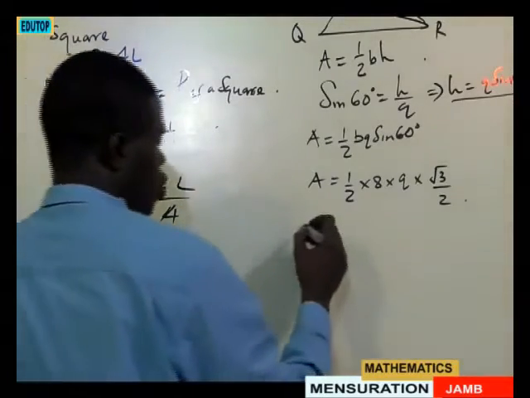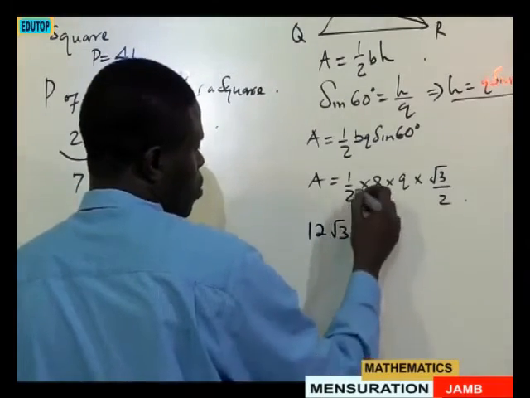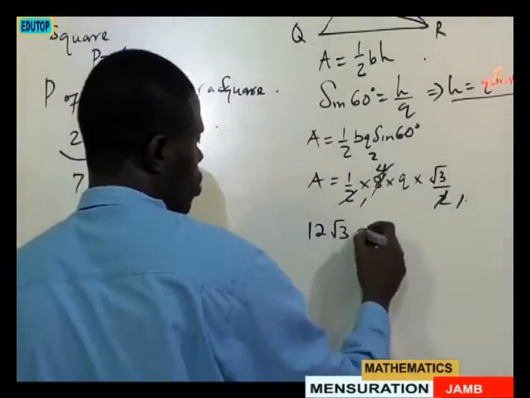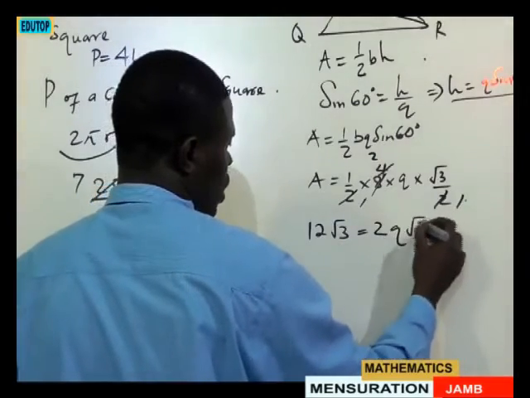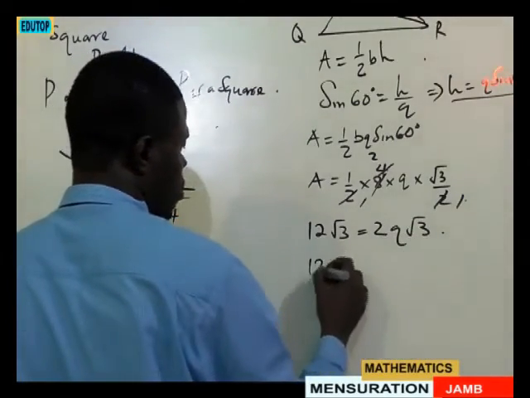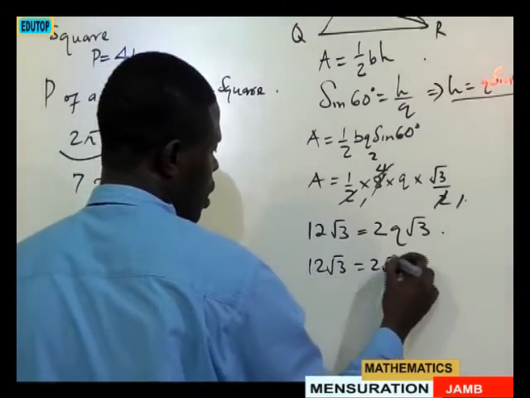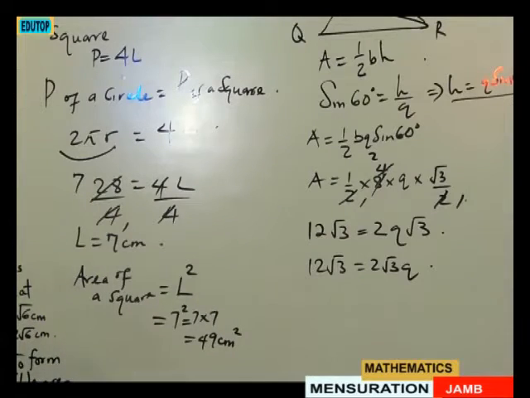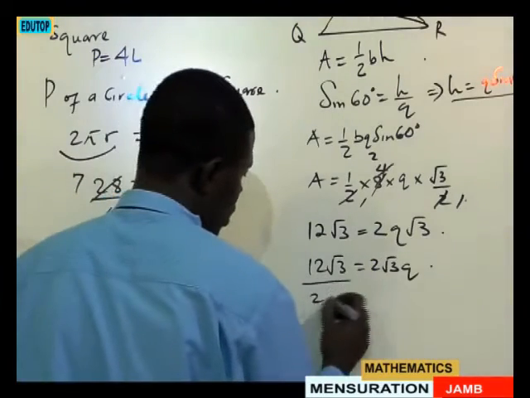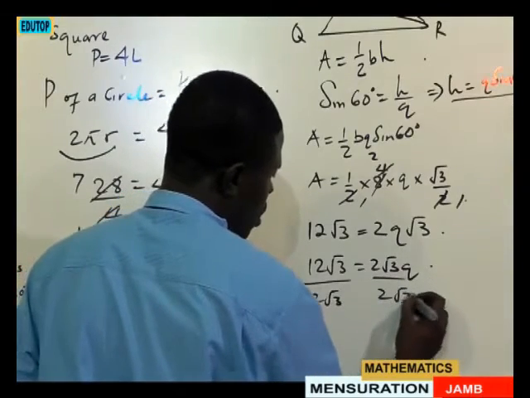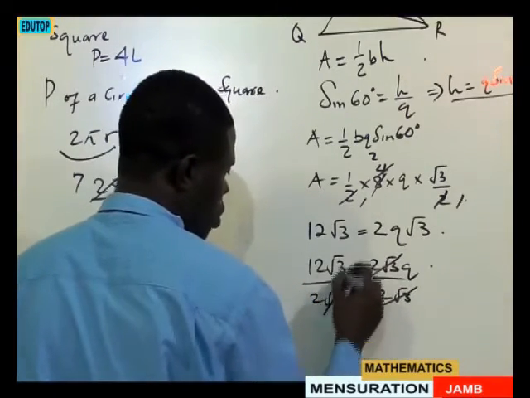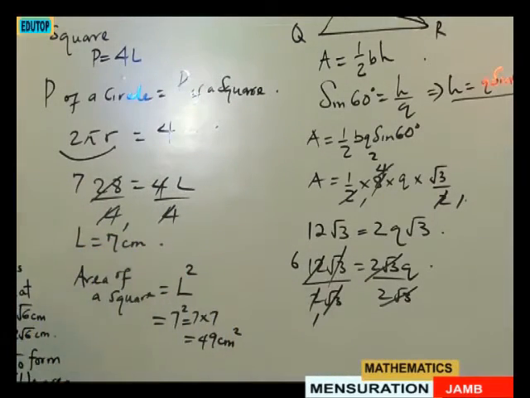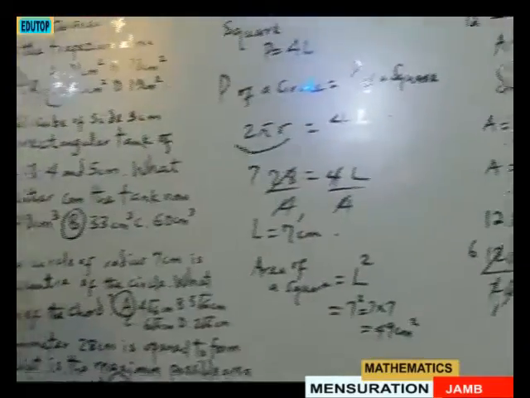Meanwhile, the area has been given to us in the question to be 12 root 3. So we have 12 root 3. 2 times 2 here, 1, 2 times 2 here, 4. So we have 2q root 3. Or we can write it as 12 root 3 equals 2 root 3 q. We are looking for our q. What do we need to do? We divide both sides by 2 root 3. Root 3 cancels root 3. 12 divided by 2 is 6. So our q is going to be 6, and that will be the option.